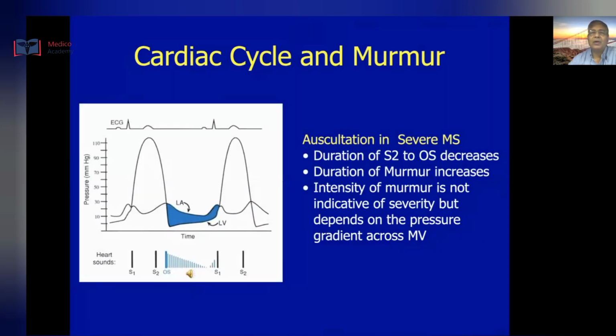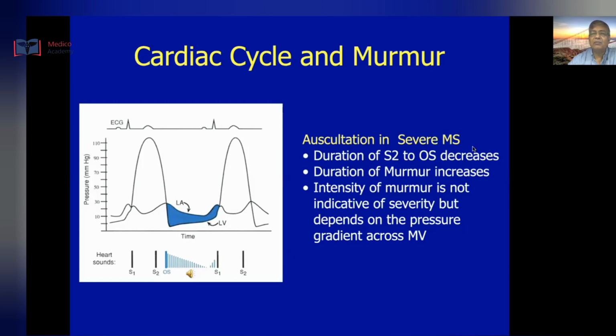Now, when you look at and understand the murmur as it happens during the cardiac cycle, the duration of the S2 to opening snap interval decreases with severity of MS. Okay, the duration of the murmur increases with severity of MS.